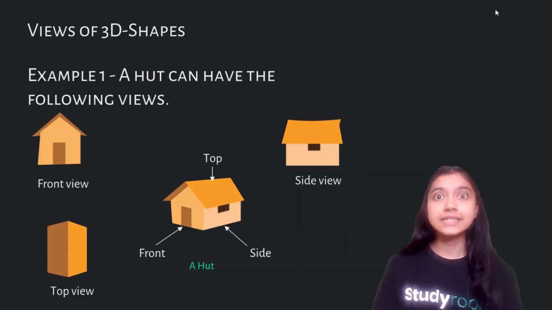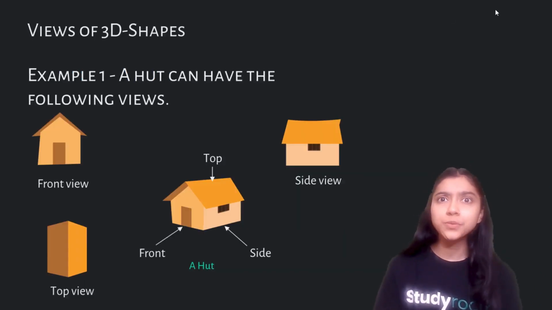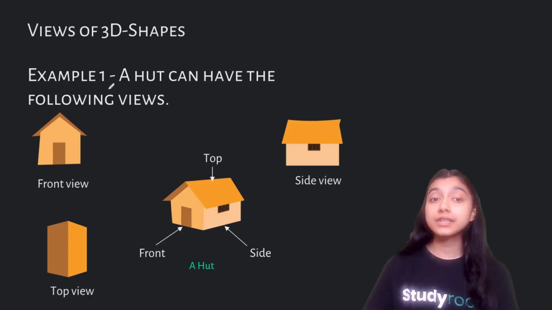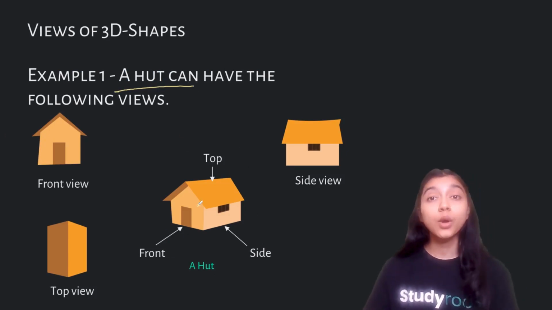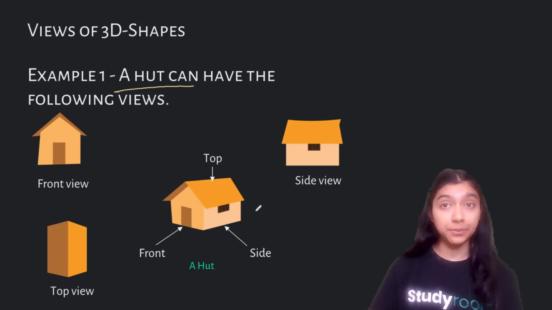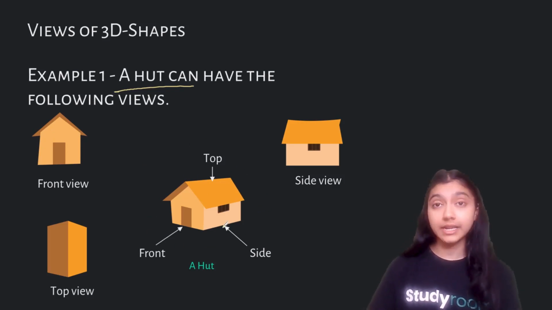Now, let's visualize some other three-dimensional objects that we come across in our daily life. The first example that we have over here is a hut. Okay, so this is a hut. It looks like this when we see it on a piece of paper. When we draw a hut, it looks like this.